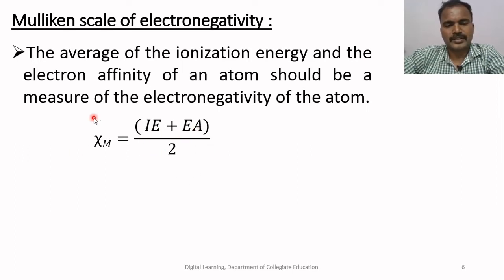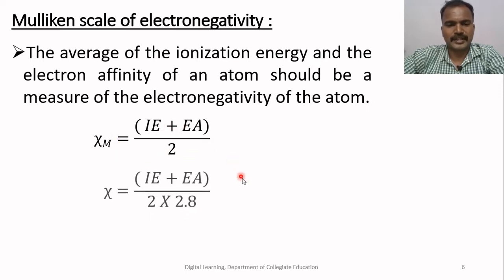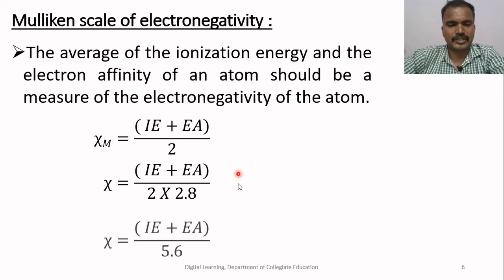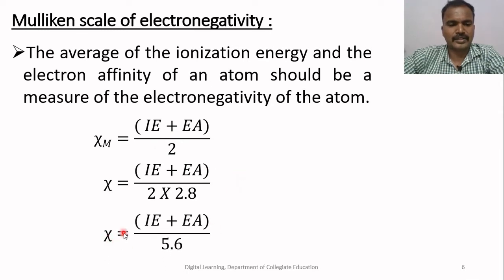Since the Pauling scale is more popular, it is often required to convert the electronegativity value from the Mulliken scale to the Pauling scale, and it can be done by dividing this expression by 2.8. So on simplification, it will give electronegativity equal to ionization energy plus electron affinity divided by 5.6. So by using this formula, we can calculate the electronegativity of an atom.